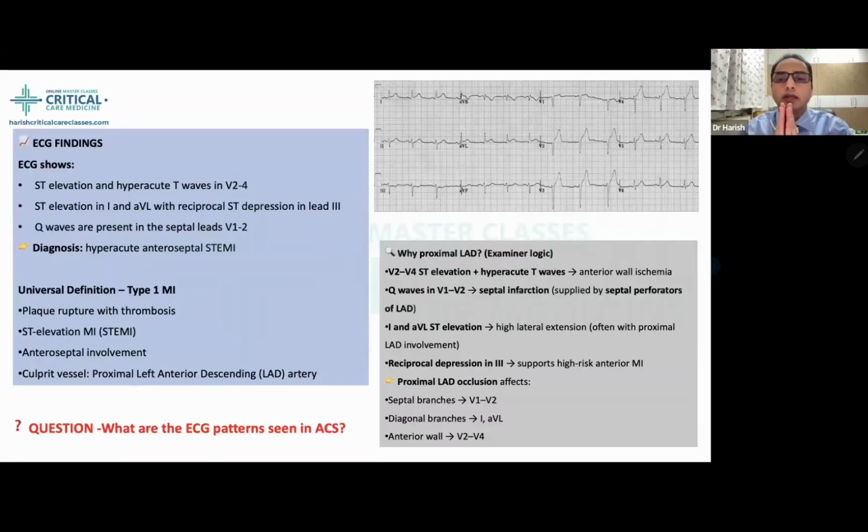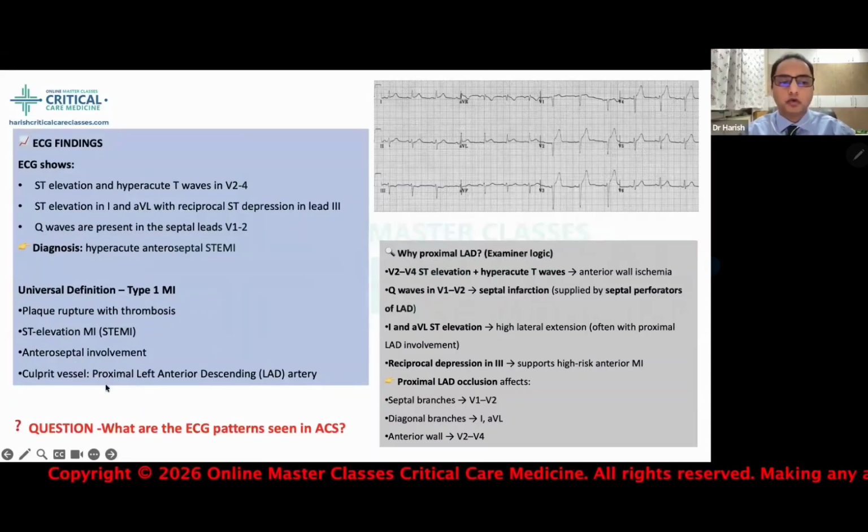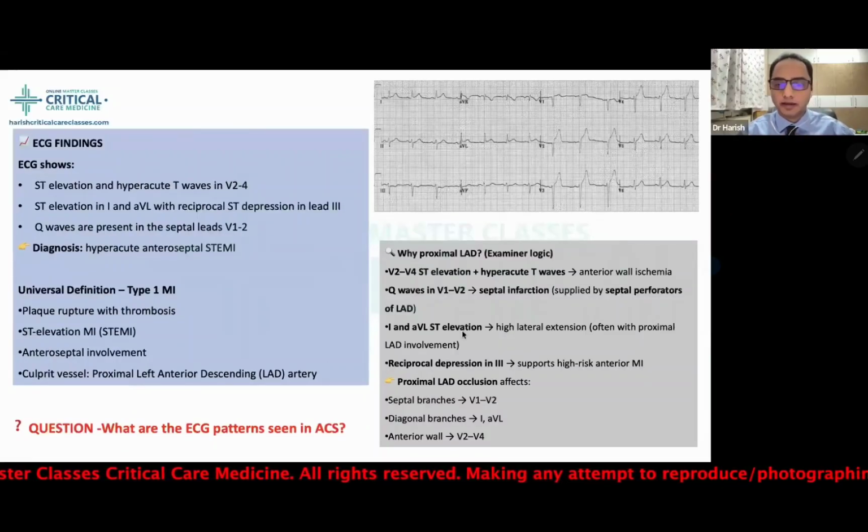anteroseptal ST segment elevation MI. So definitely an anterior MI is there, and because of the septal lead involvement, it is an anteroseptal MI. So it is a type 1 MI. There is a plaque rupture with thrombosis. ST elevation is there, with anteroseptal involvement. So the culprit vessel looks like the proximal LAD territory.